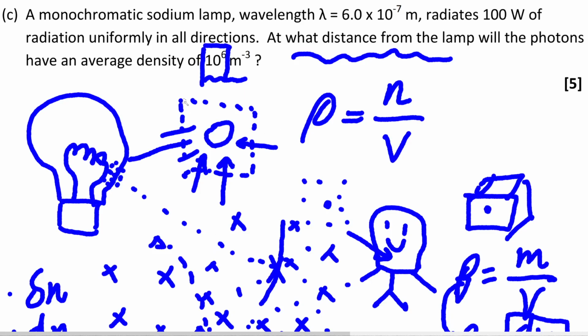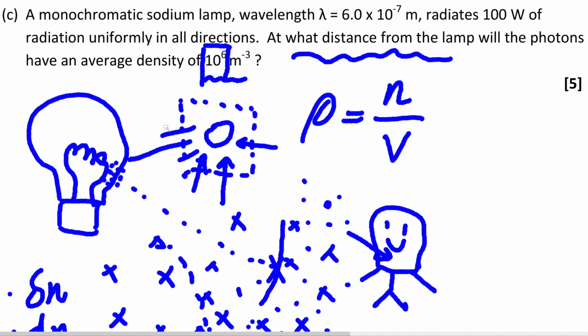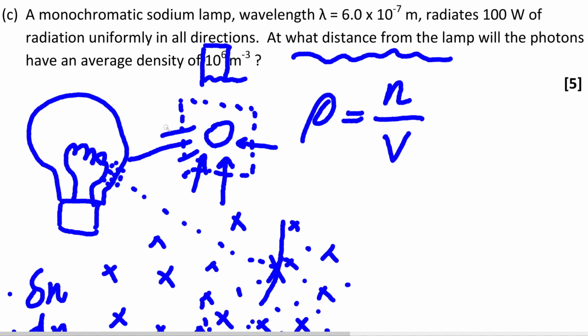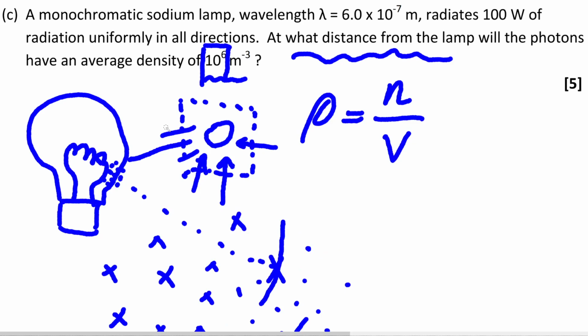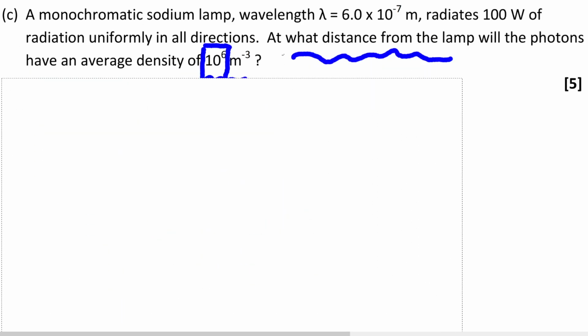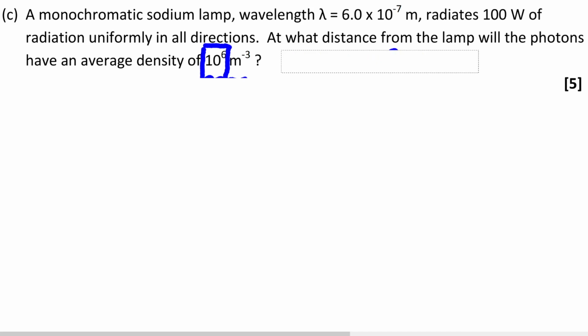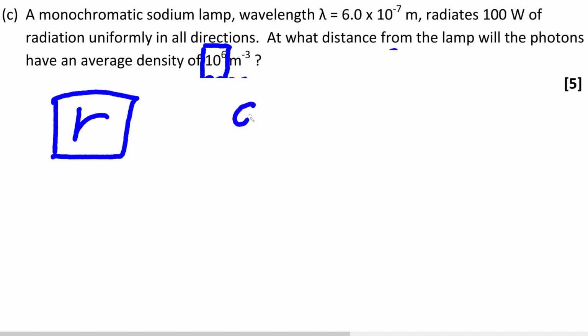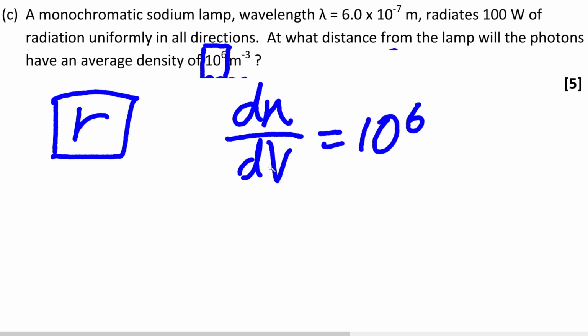So that's what's interesting about this problem. So to go about solving it, we've come to the idea that we're looking for that ratio dn over dV, right? So if I just get rid of this for a moment, we want to find the radius r such that dn over dV is equal to 10 to the 6. So how might we go from here to here? Well, let's think about what quantities we know.